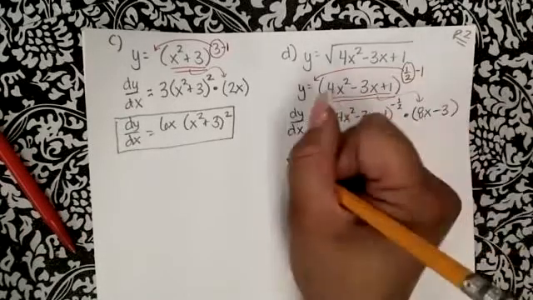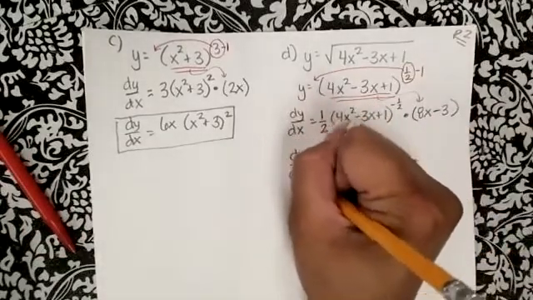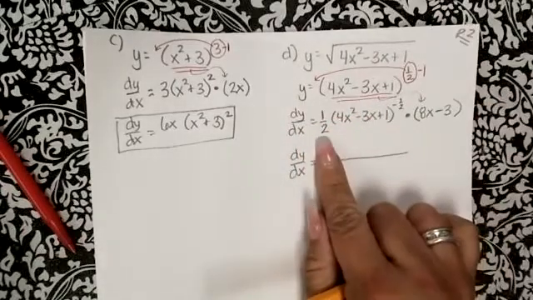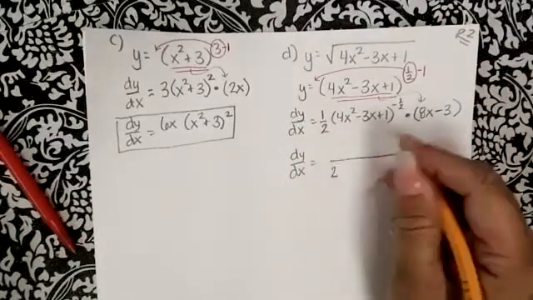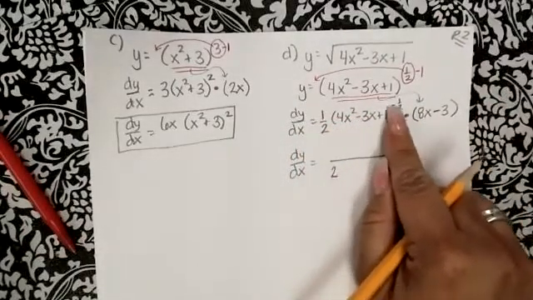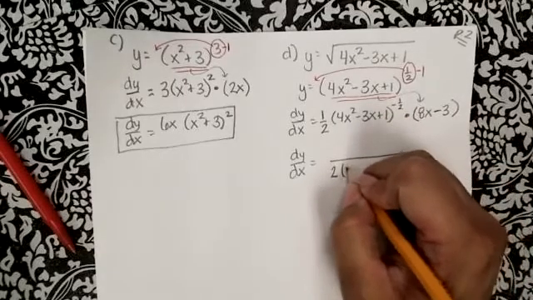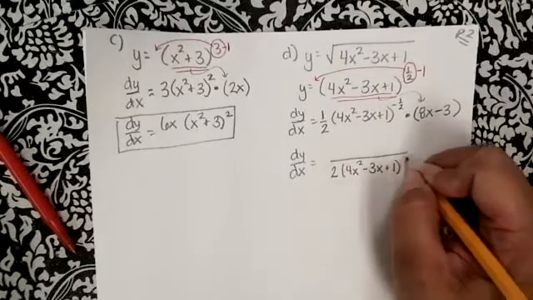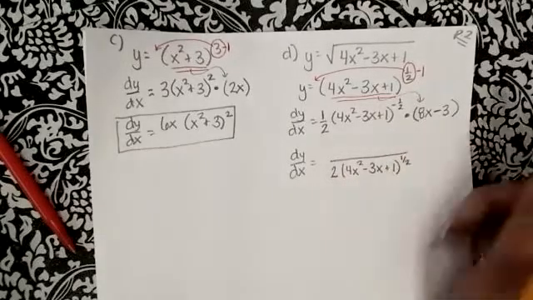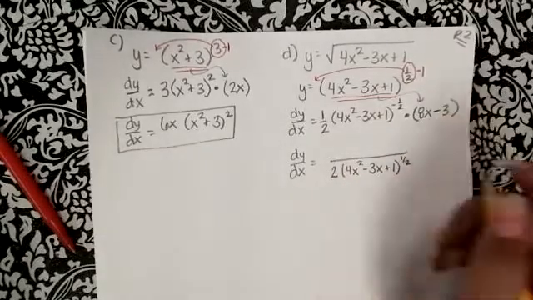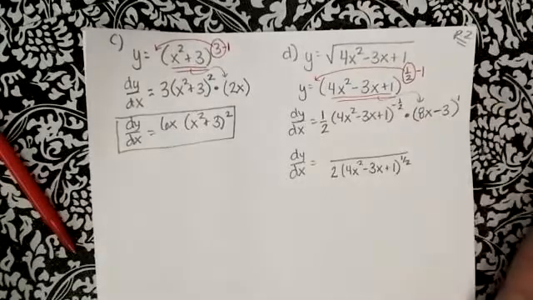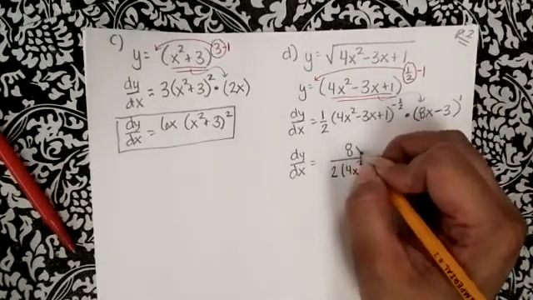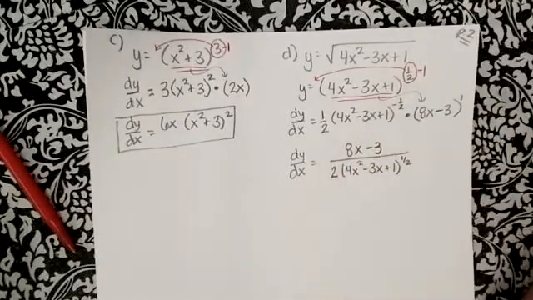Now when you're cleaning this up, that 2 is a denominator. This right here is a denominator because you have a negative exponent. So we have a 4x squared minus 3x plus 1. Now it's going to be raised to a positive 1/2. And then this 8x minus 3 is a positive exponent. There's a 1 here, you just don't see it. So that's going to be 8x minus 3.